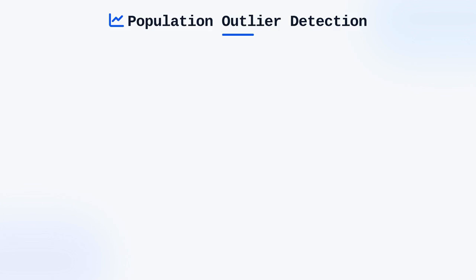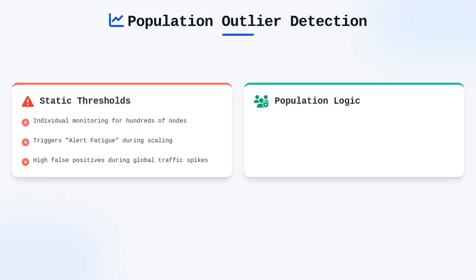When we observe complex, distributed systems, we often find ourselves managing homogeneous groups of resources, such as a cluster of web servers or a set of microservice replicas. While individual monitoring is useful, it often leads to alert fatigue when you have hundreds of nodes scaling up and down. Instead, we use population outlier detection to ask a different question.